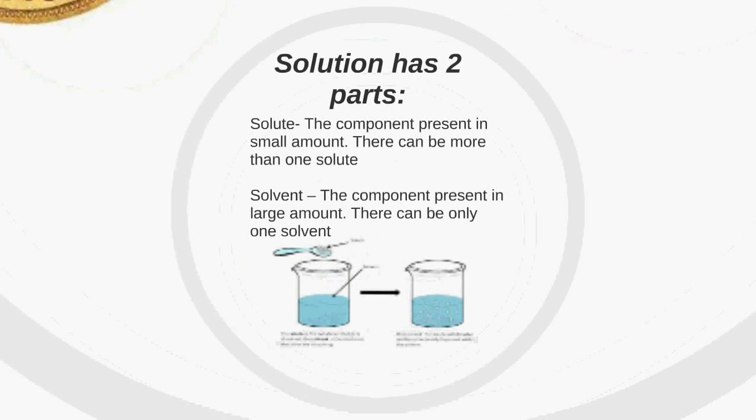Now, a solution has two parts. A solute, the component present in small amount. Example, in 22 karat gold, copper is the solute. There can be more than one solute. Example, if you take an aqueous solution containing salt as well as sugar, then salt and sugar are the solutes. The second part is the solvent, which is the component present in large amount. Example, if you take air, nitrogen is present in a large amount, so nitrogen is the solvent. Remember, there can be only one solvent.